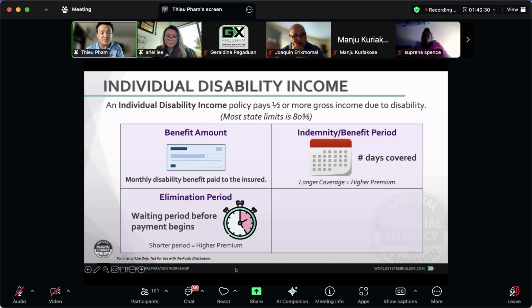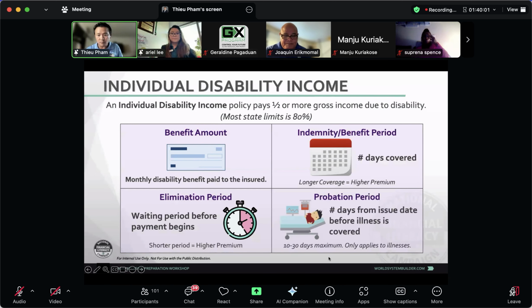And then there's the elimination period you have to take into consideration. Most policies, you don't collect the money right away. You have to wait 30 days, 60 days, or 90 days until you can get the disability benefit coming in. Okay, so it is the waiting period before payment. So usually the shorter the period, the higher the premium. For example, if you want to get your benefit in 30 days, it's going to cost more.